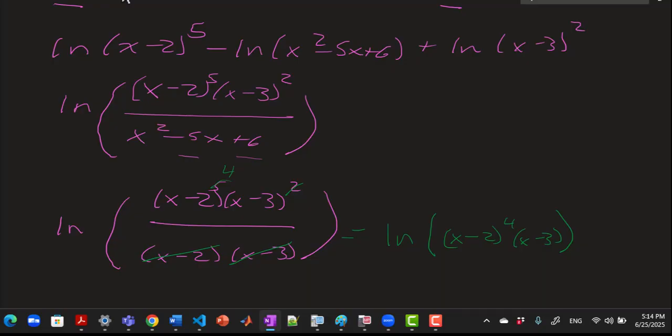I'm not going to multiply this out because this is just to the 4th power. If it was to the 1st power, I'd probably multiply it out.